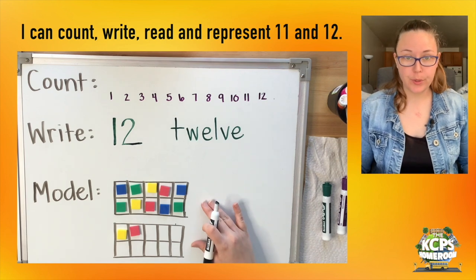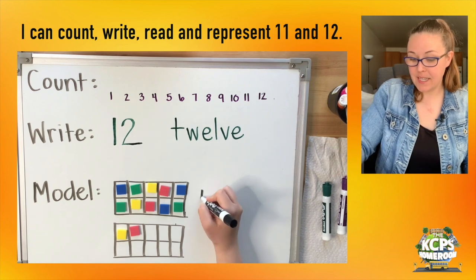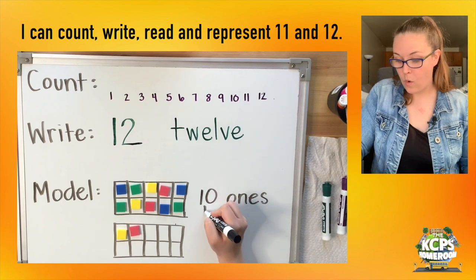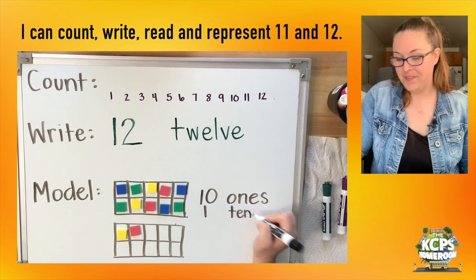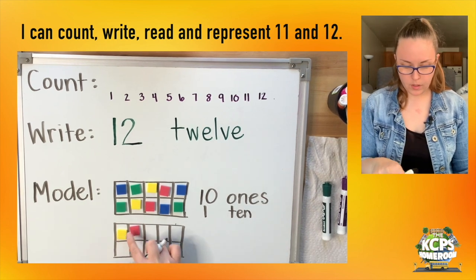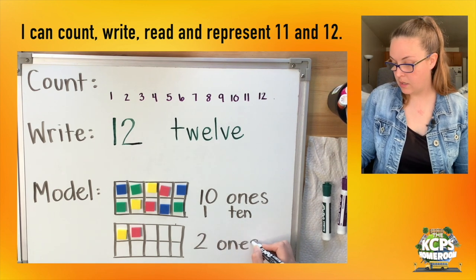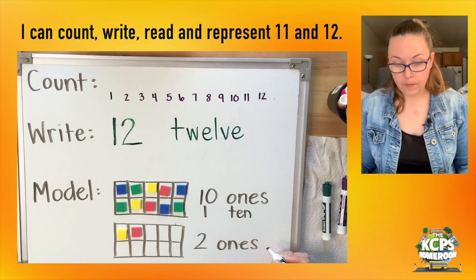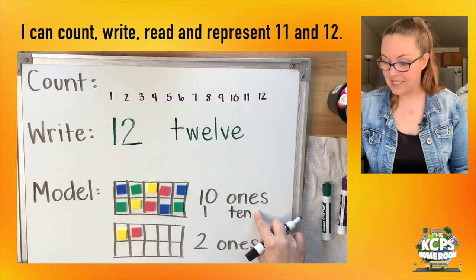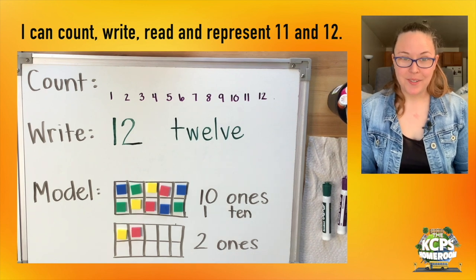I have two groups, two 10 frames. One full 10 frame is how many? If you said 10 ones, you're correct. If you also said 1 ten, you're correct. Great job. Now, how many leftovers do we have? Let's count them. 1, 2. I have 2 ones left over. So I know that 12 is the same as 10 ones and 2 ones, or the same as 1 ten and 2 ones. Great job on your math today, friends.